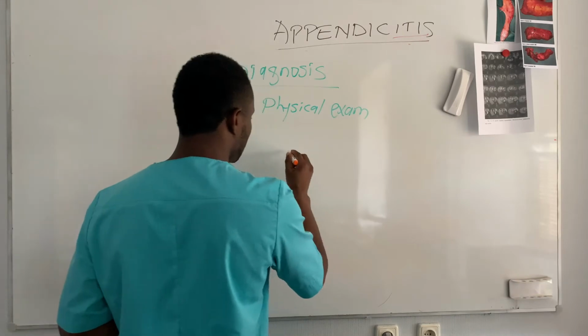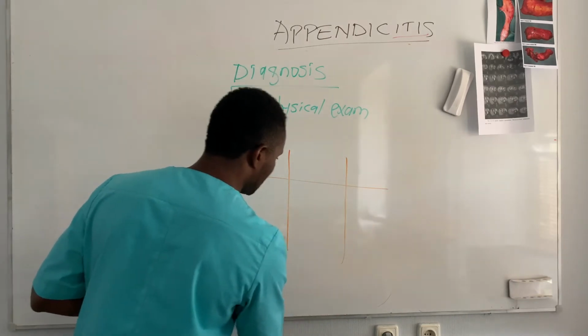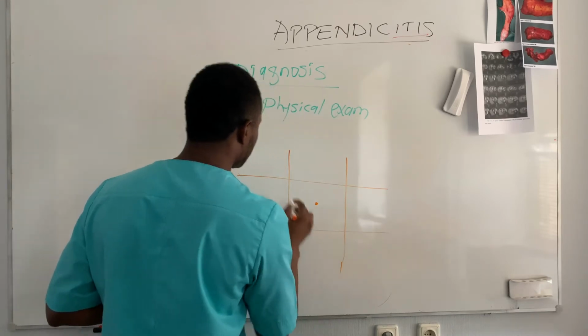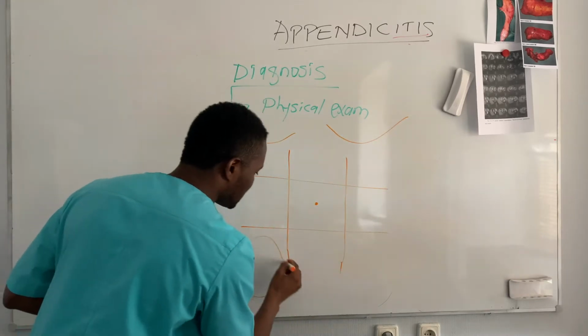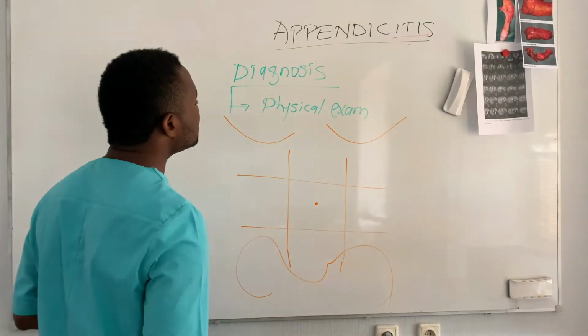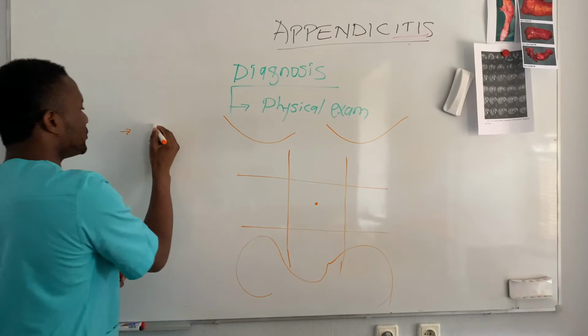So let's draw the quadrants of the abdomen. Here we go. Here you have your umbilicus. Well, you've got this and something like the pelvis here. So here is your umbilicus. So abdominal pain.